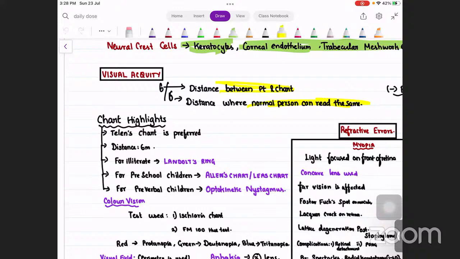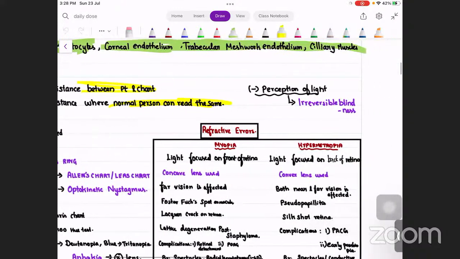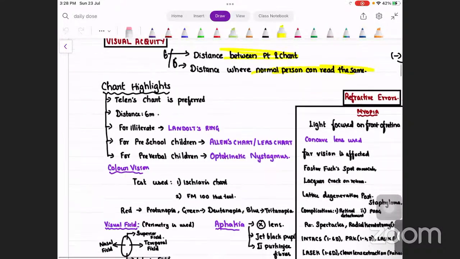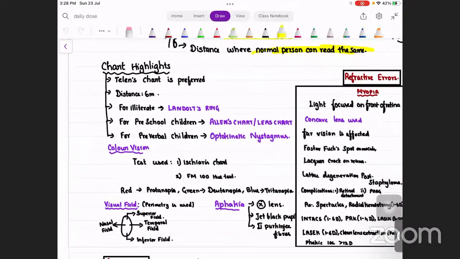So what are the important ophthalmologic charts which you have to know? One is the Snellen chart. The most preferable chart is the Snellen chart, where the distance should be 6 meters. For illiterate people, you can use Landolt's ring. And for preschool children, you can use Allen's chart or Lea's chart. And for preverbal children, you can use optokinetic nystagmus.